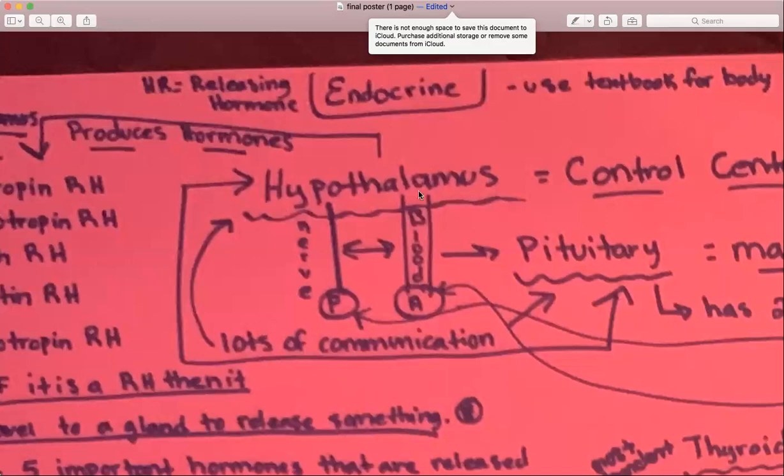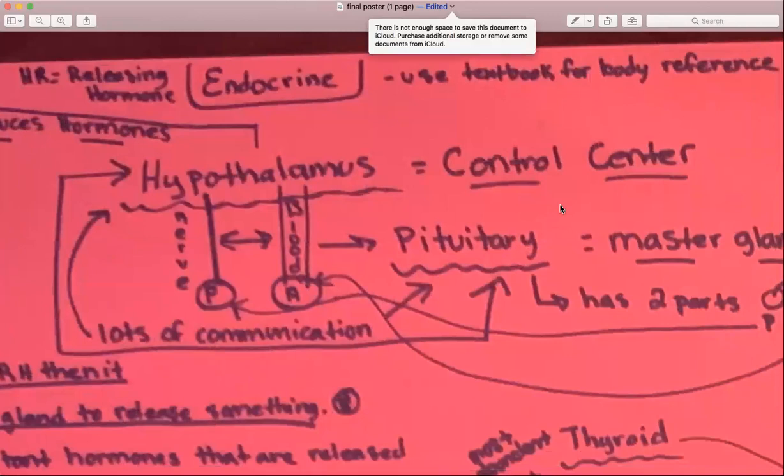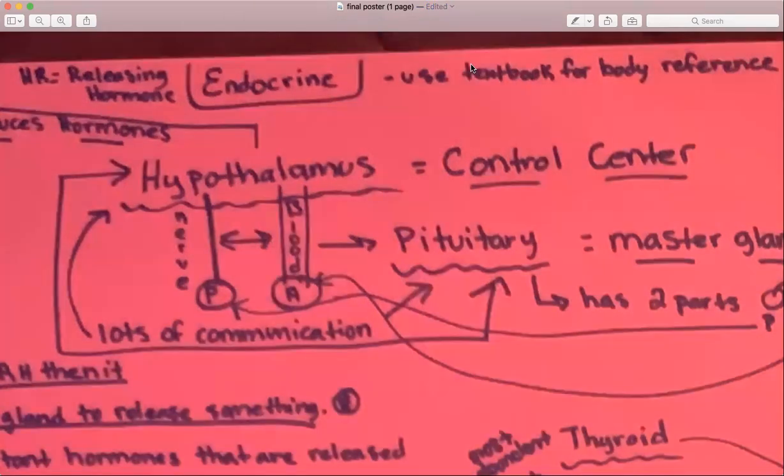So we have the hypothalamus here, and it's called the control center. And there is an actual reason why we call it the control center. And I want to explain that so that there's a little bit more understanding of the difference of the hypothalamus compared to the pituitary gland.